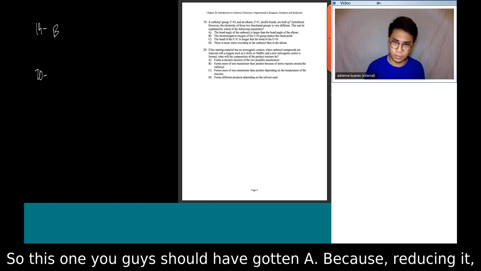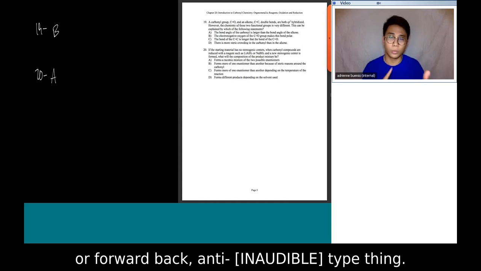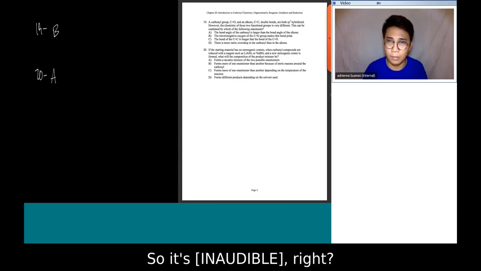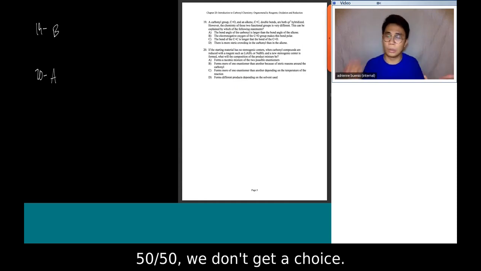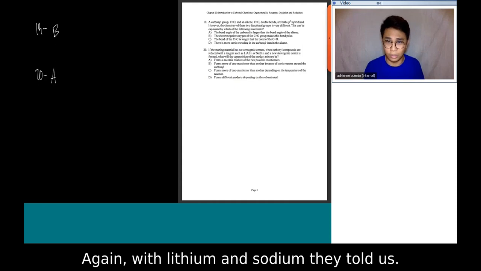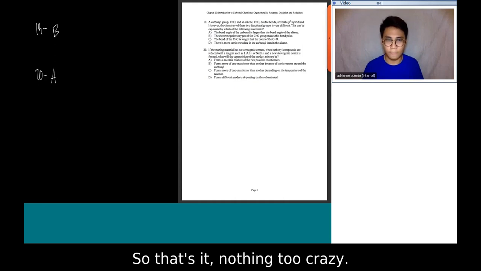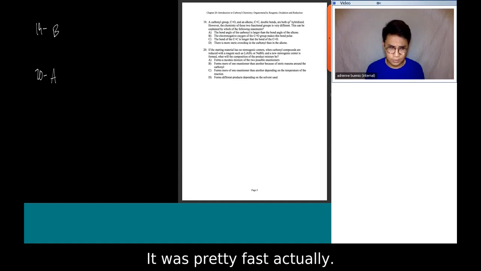So this one you should have gone A, because reducing it, we can have either an R configuration or an S, or a forward-back, anti-syn type thing. So it's racemic, right? 50-50, we don't get a choice. There's no stereospecific reactions with these reducers, again with lithium and sodium, they told us. So those reagents aren't stereospecific. So that's it. Nothing too crazy. It was pretty fast, actually.